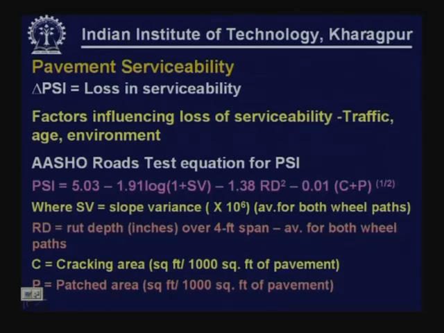Factors influencing loss of serviceability. Why does the road lose serviceability? Obviously, because of repeated application of traffic loads, because of aging, because of environmental condition, the pavement layers may be saturated, there may be high temperatures leading to low strength of bituminous layers. So, the climatic factors and traffic parameters are the main influencing factors that lead to the change in serviceability.